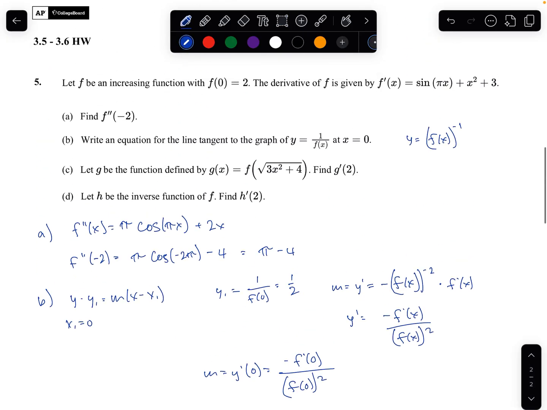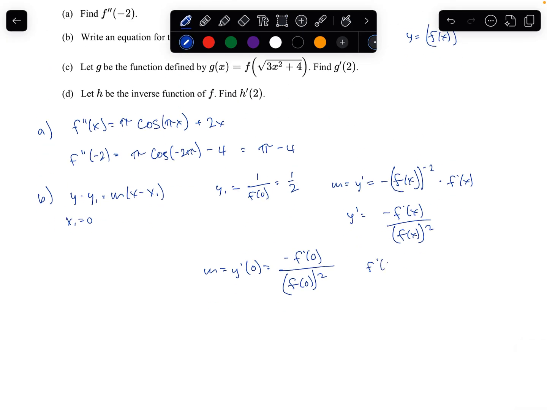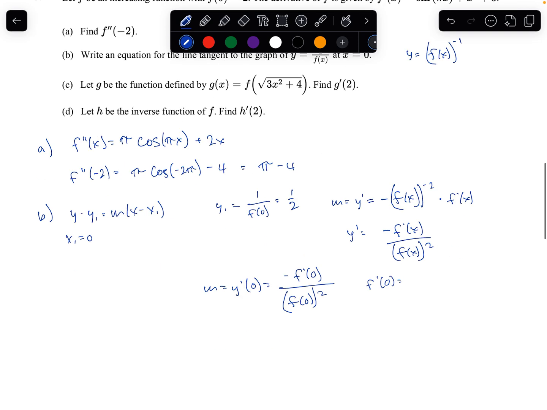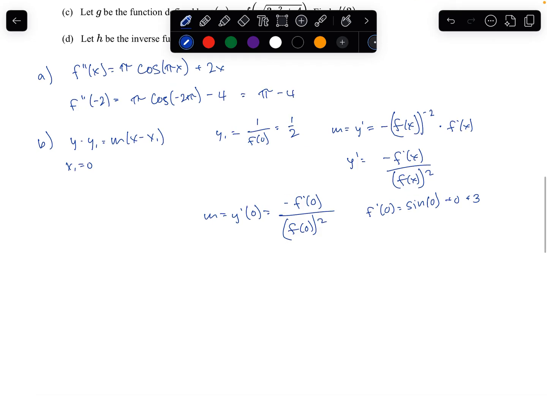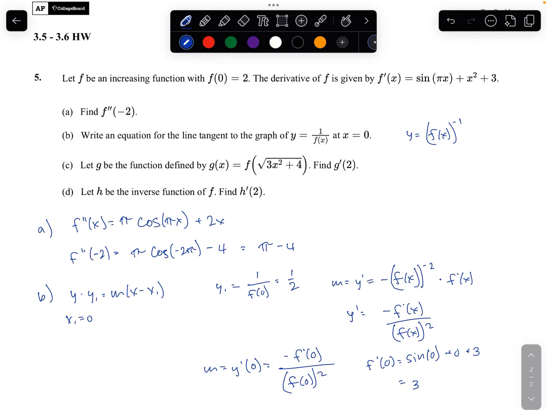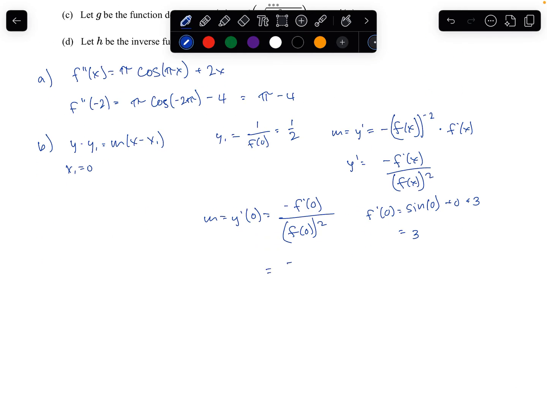So f prime of 0 is going to be equal to, so we're going to plug in 0 right here. That's going to be equal to sine of 0 plus 0 plus 3. Sine of 0 is 0, so this is going to be equal to 3. And then f of 0, which is given to us, is 2. So this is going to be equal to negative 3 over 2 squared, so negative 3 over 4, because we have to square the 2.